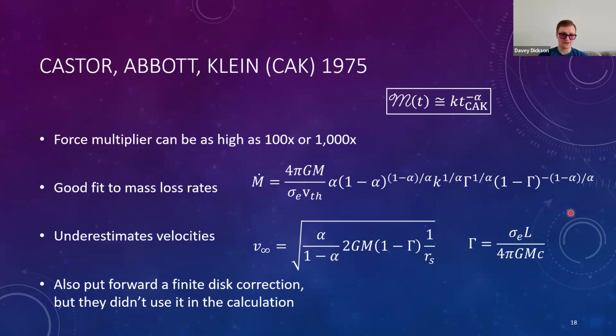They put forward a finite disk correction, which is considering the star not as a point source, but as a disk of contribution. But we'll discuss that more when we consider models that do take it into account.